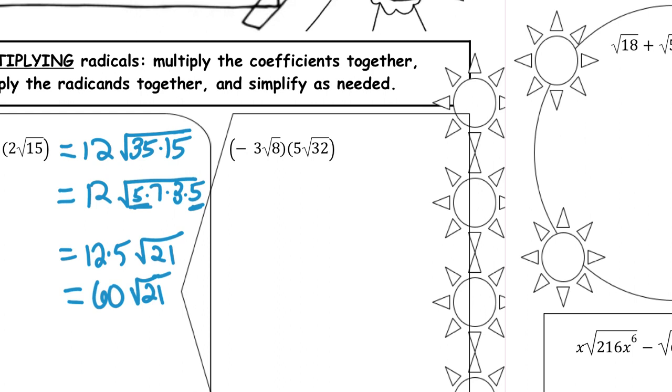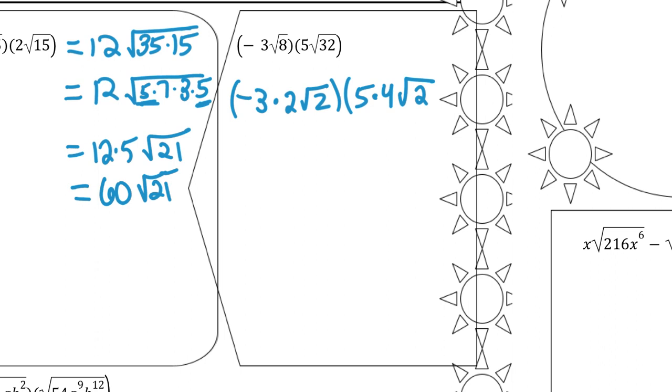So if you simplified it first, this would be negative 3 times 2 square root of 2. And this would be 5 times 4 square root of 2, because 16 goes into 32. Okay, and then you would have finished it out, but I'm not going to do it that way. I'm going to do it the fractional exponent way.